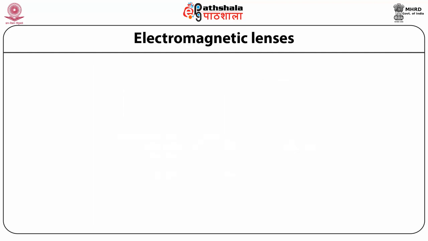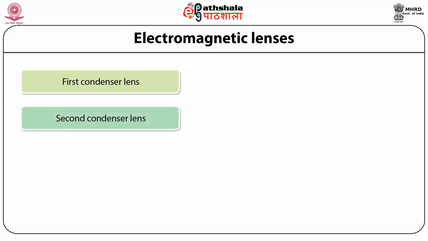As I discussed in an earlier slide, we need electromagnetic lenses. In our system, we have condenser lenses. We need two condenser lenses to focus our beam, the first condenser lens and the second condenser lens. And then we need an aperture, because we want a fixed amount of beam to pass through, and therefore we require a condenser aperture. Then after that, we put the sample and an objective lens.